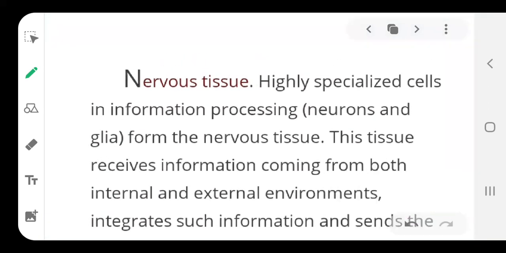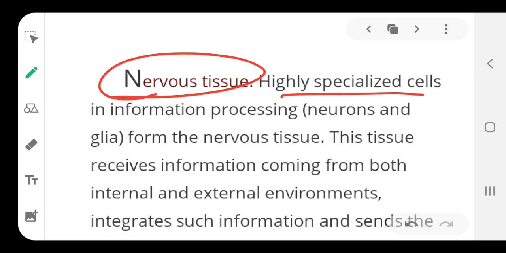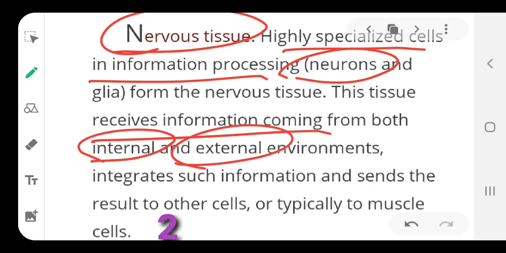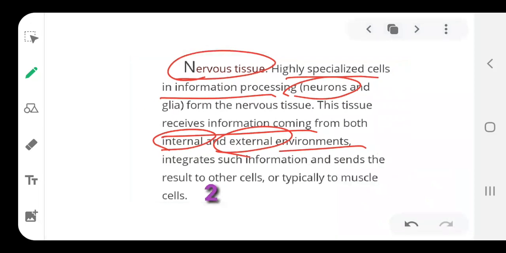Then we have the nervous tissue. These are highly specialized cells because they carry information. They have something called neurons with them. We will discuss them when we study neural tissue, or the nervous tissue, separately. These tissues receive information from both the internal and external environment, and after receiving the information we act accordingly by sending the signal or the impulse. So, these are some of the tissues which we are going to study now.